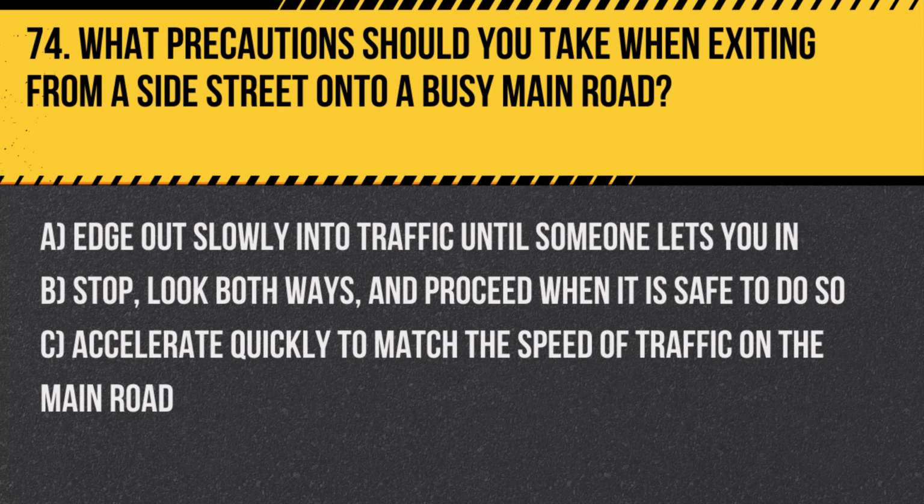Question 74. What precautions should you take when exiting from a side street onto a busy main road? A. Edge out slowly into traffic until someone lets you in. B. Stop, look both ways, and proceed when it is safe to do so. C. Accelerate quickly to match the speed of traffic on the main road.